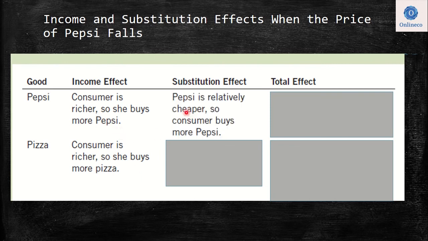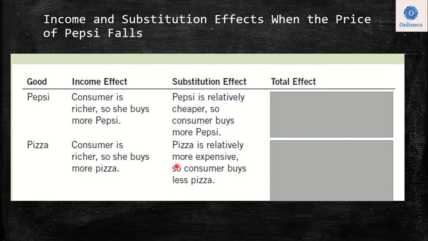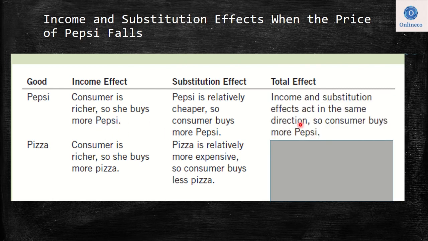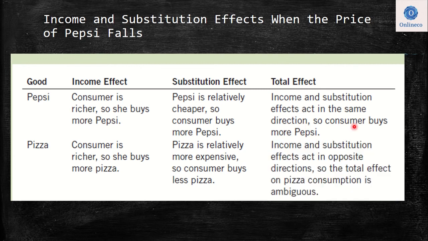What is the substitution effect? Pepsi is relatively cheaper. Relatively, what does it mean? It means that compared with pizza, it is obviously cheaper, because before it was 5 per 1 and now it's 10 per 1. And then pizza is relatively more expensive, so the consumer buys less pizza. So from one side, more; from the other side, less. So it depends on this change what the total effect should be. Here, more and more, so definitely the total effects are in the same direction, so the consumer buys more.